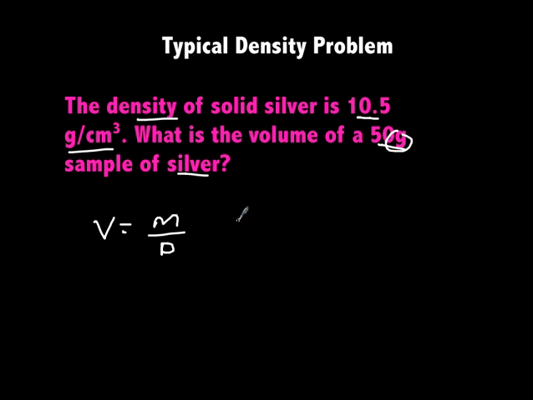So my mass is 50 grams and my density is 10.5. Notice I'm writing my units throughout the whole problem. Because I did this, I can check and see that they will cancel to be the right unit. So grams up here is going to cancel with grams down here. My unit is going to end up being cubic centimeters, which is what we want because we're solving for a volume.